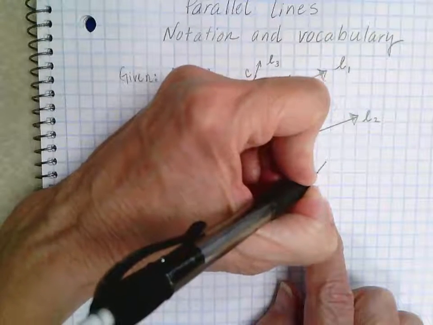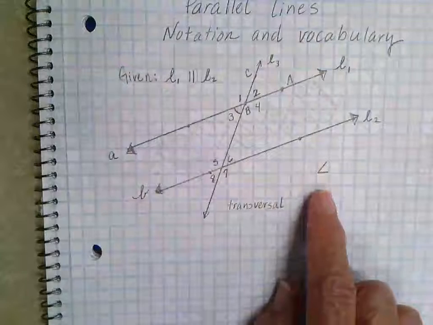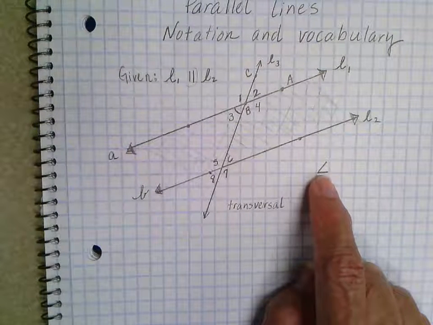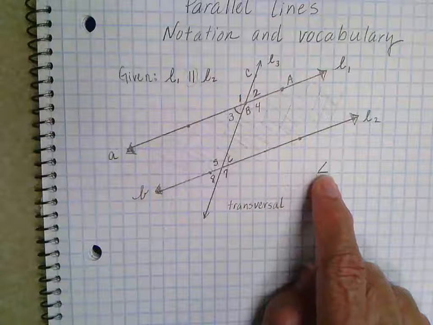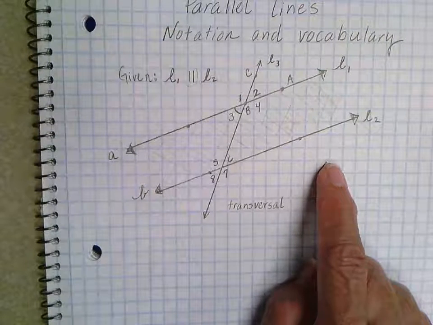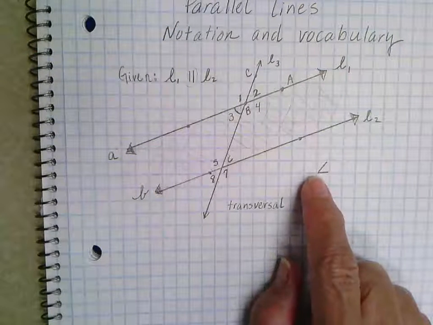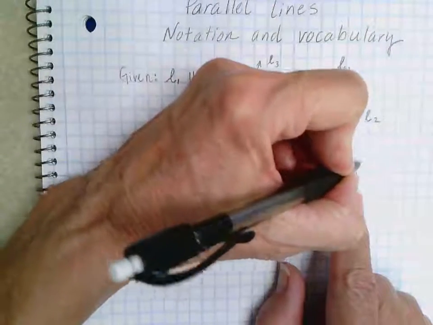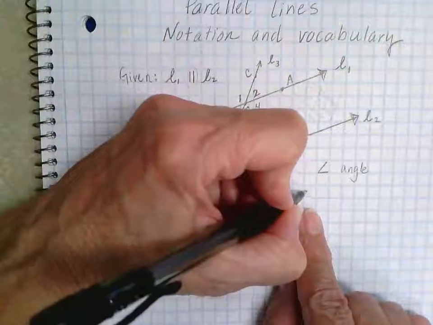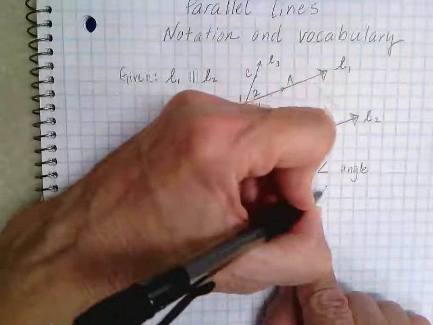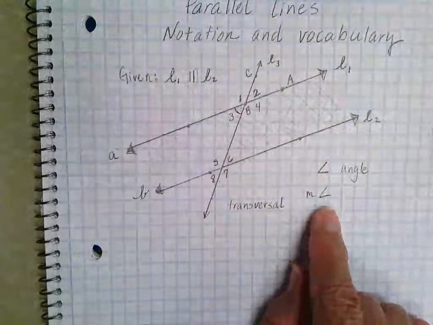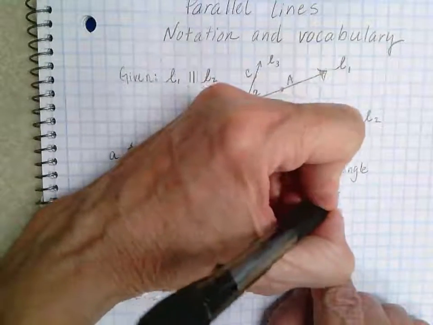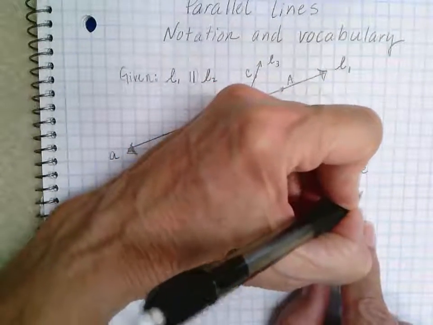Now the last thing I want to talk to you about is the notation for angle. It's not a greater than sign, but it's similar to a greater than sign. It is horizontal on the bottom and it angles up from the vertex. So this means angle. If there's an M in front of it, it means the measure of the angle. So this simply means angle. This means the measure of the angle.